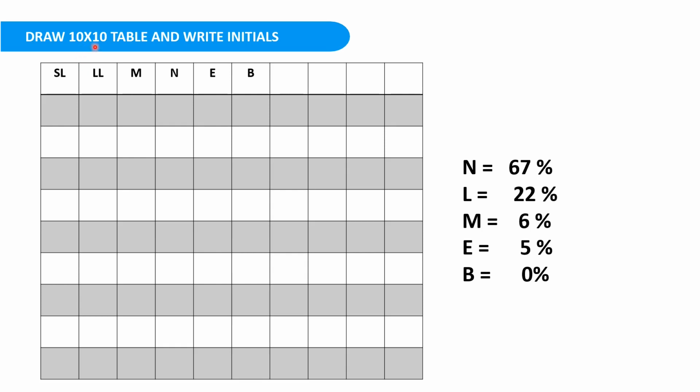Now in this 10 by 10 table, you have to write down the name of the WBC that you have identified. If it is a small lymphocyte, write down SL. If it is a large lymphocyte, write down LL. If you identify it as a monocyte, then write down M. If it is a neutrophil, write down N. If it is an eosinophil, write down E. If it is a basophil, write down B.